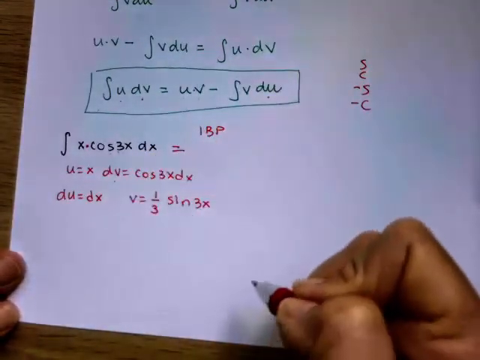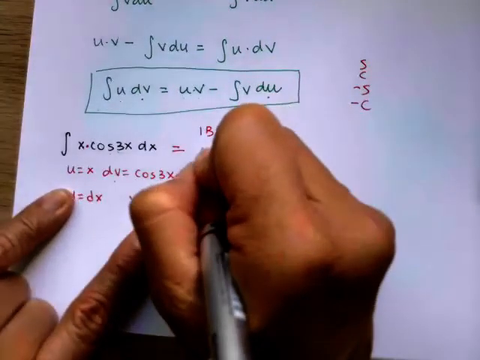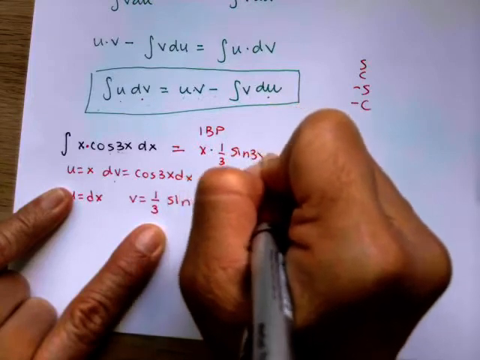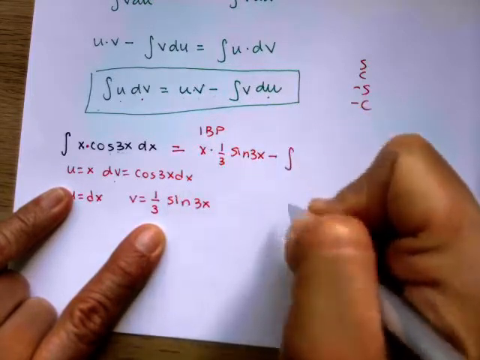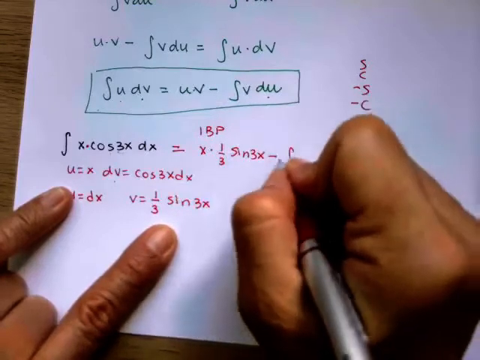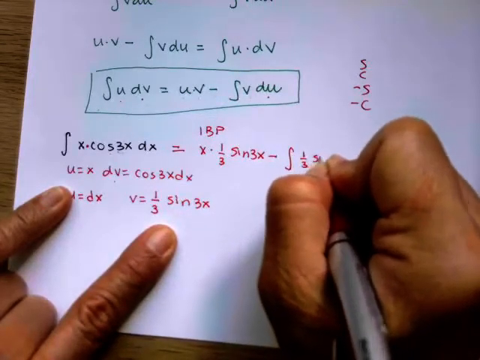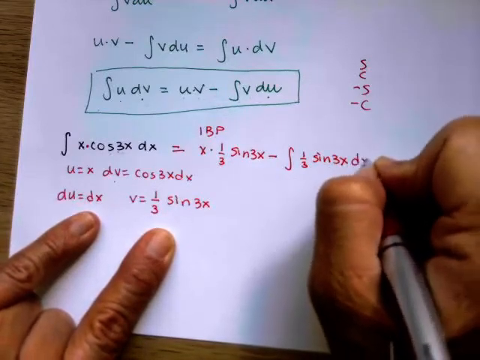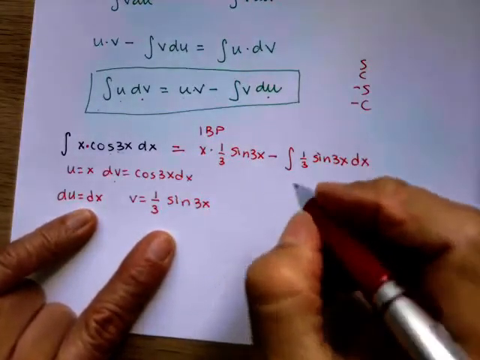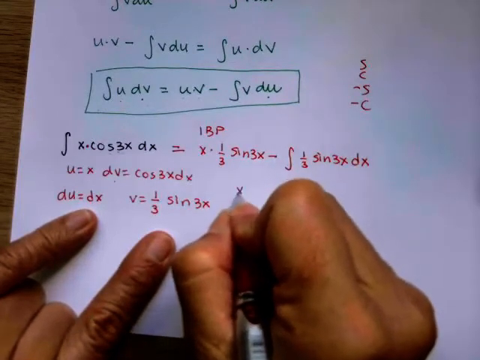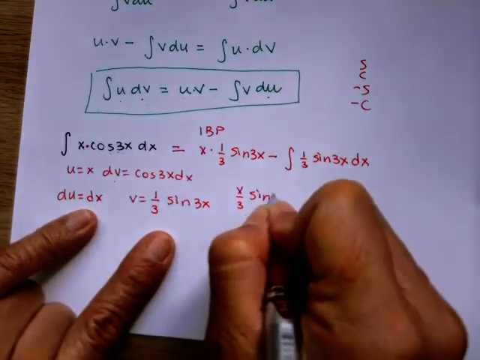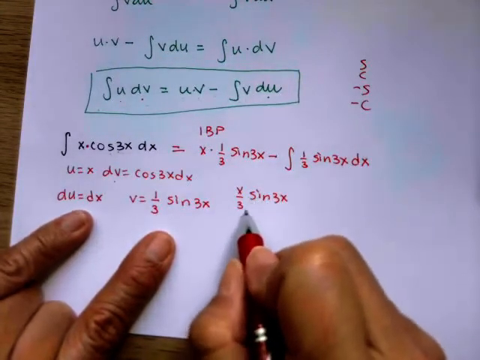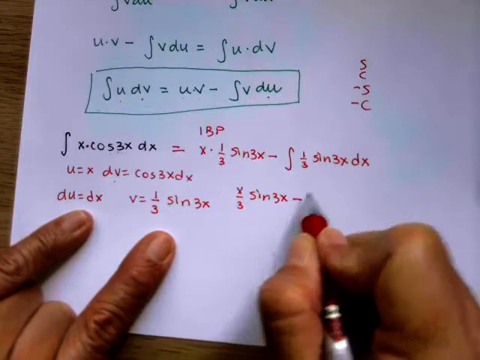So now I'm going to rewrite my integral. This is the exact same thing as u times v. So x times 1/3 sine 3x minus the integral of v, which is 1/3 sine 3x du, and du is dx. Okay. So now I have x over 3. That doesn't have an integral symbol anymore because we've already done that part.